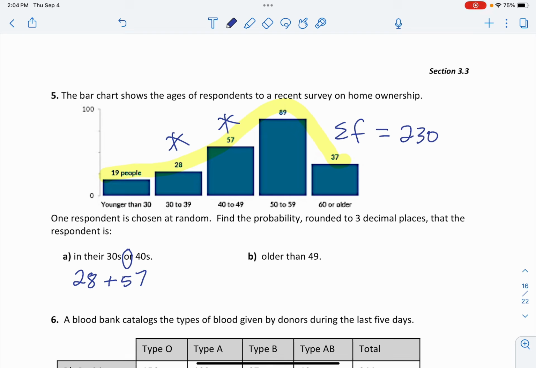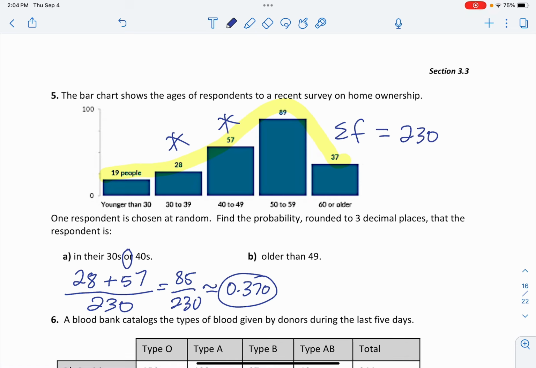And notice with addition, you can divide each number by 230, but when you're getting a common denominator, you're putting them all together anyway. So you could just write this, right? That's the same as writing 230 under each individual number. So this is 85 over 230, and this one wanted a decimal, 0.370.